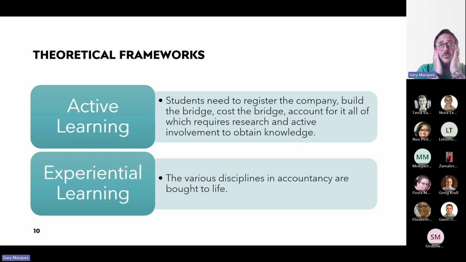So we came up with this wonderful idea. Before we did, of course, we looked at some theoretical frameworks just to make sure that what we were doing was not just, let's try something different and hope for the best. We grounded the idea in active learning and experiential learning. Active learning, of course, requires the students to actively go out and obtain knowledge. Experiential, where we're actually bringing accounting to life.